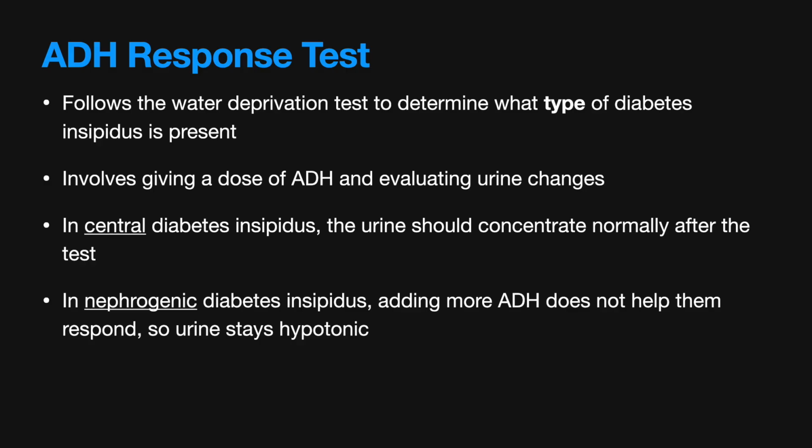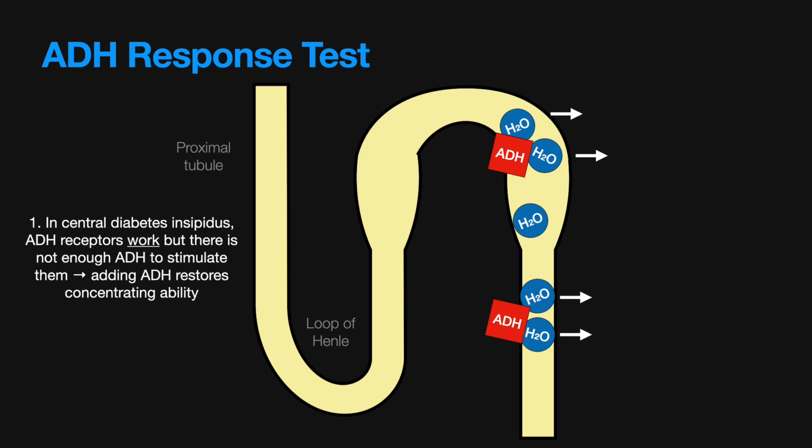To perform this test, you give the animal a dose of ADH and evaluate for any urine changes. In central diabetes insipidus, the urine will begin to concentrate normally after the test. In nephrogenic diabetes insipidus, adding more ADH is not going to help the animal respond to that hormone, so the urine stays hypotonic. Since the ADH receptors still work in central diabetes insipidus, adding in the dose of ADH restores the kidney's concentrating ability. This results in a concentrated urine on the urine-specific gravity test.